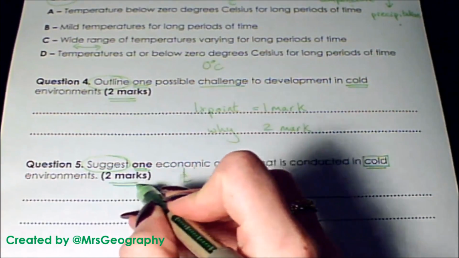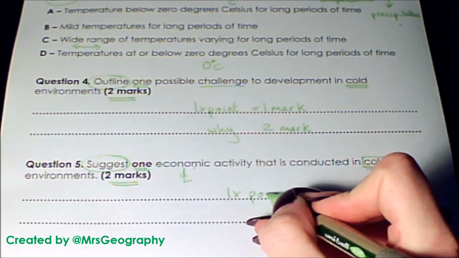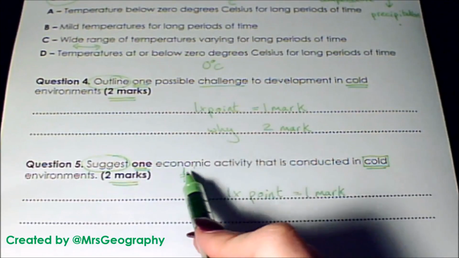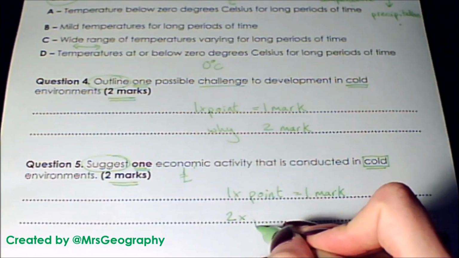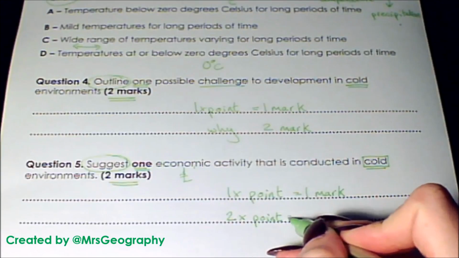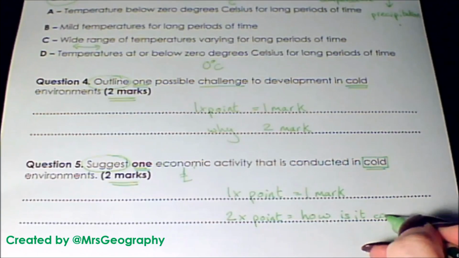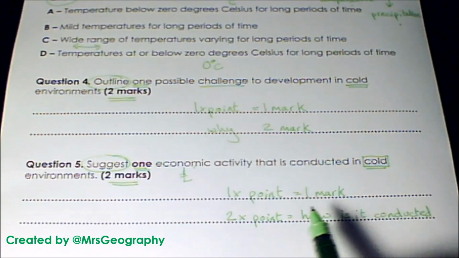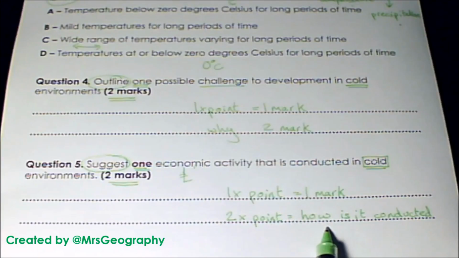Now again, it's worth 2 marks. Now, because it's a suggest type question, 1 point will equal your first mark. So obviously you suggesting 1 economic activity. Second mark would be how it is conducted. So how does it work, if you like? So 1 mark for the actual economic activity itself, so something to do with them making money. And the second point for how it is conducted. Have a go at answering this question.